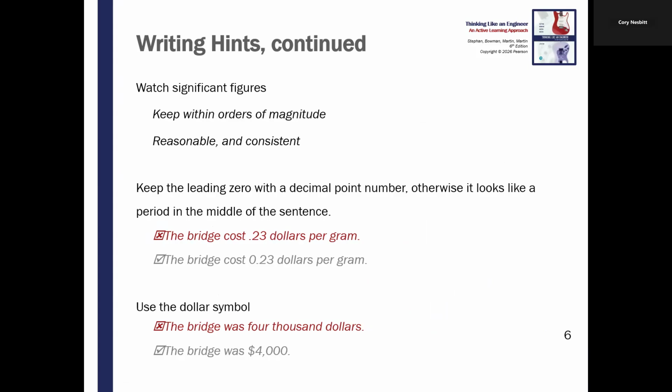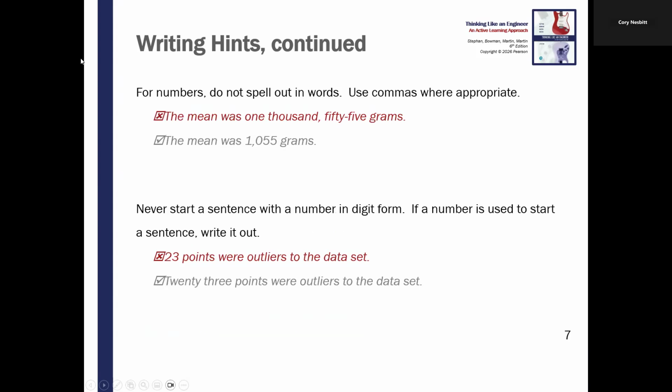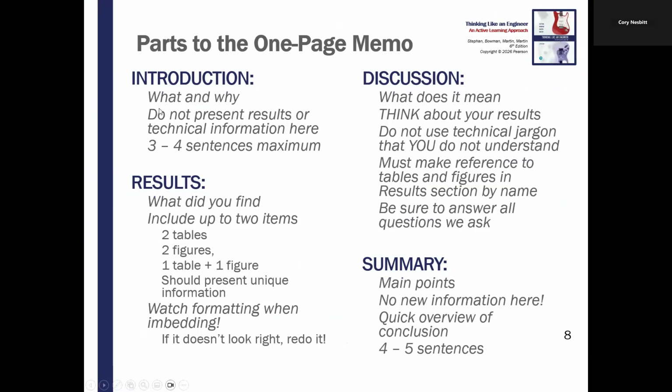Other hints: decimal places, keeping it all consistent. You want to put the zero in front of the decimal, like 0.23. And if you're discussing money, make sure you're putting the dollar sign if you're including that in your text. And these are just some other hints throughout this lecture. I'm not going to read all of them.